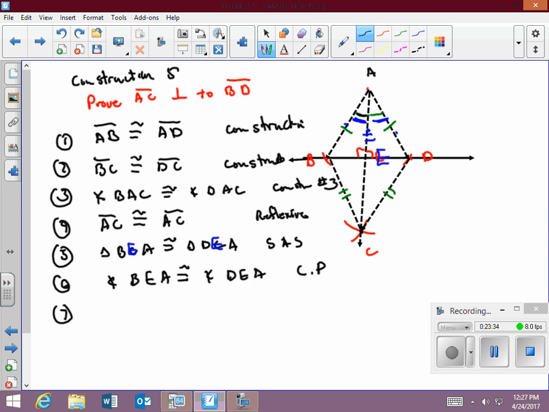And then I can say that, I don't know how obvious, I mean, if they're equal, then they're 90-degree angles, right? I'm just gonna say the measure of angle BEA has to equal the measure of angle DEA, which equals 90 degrees, and that's definition of straight angle.